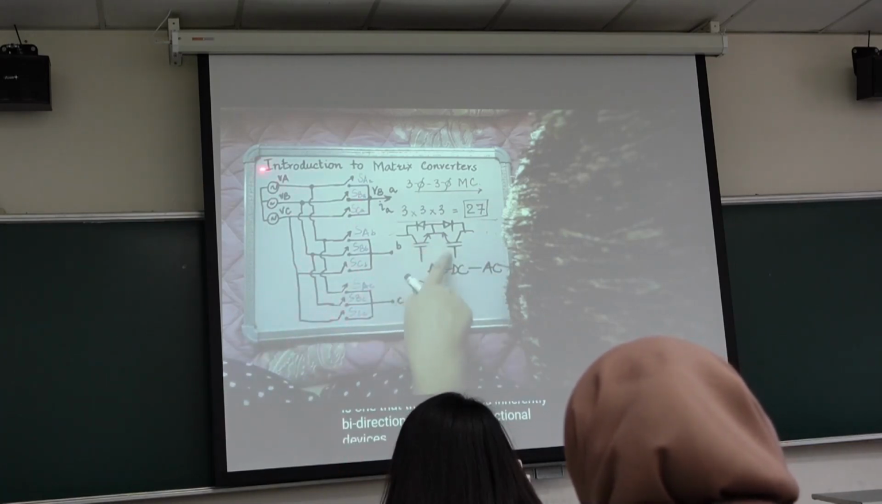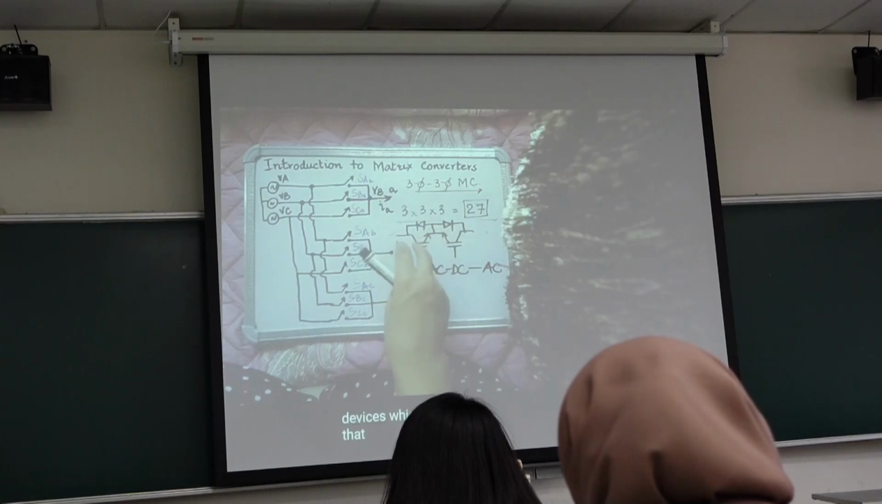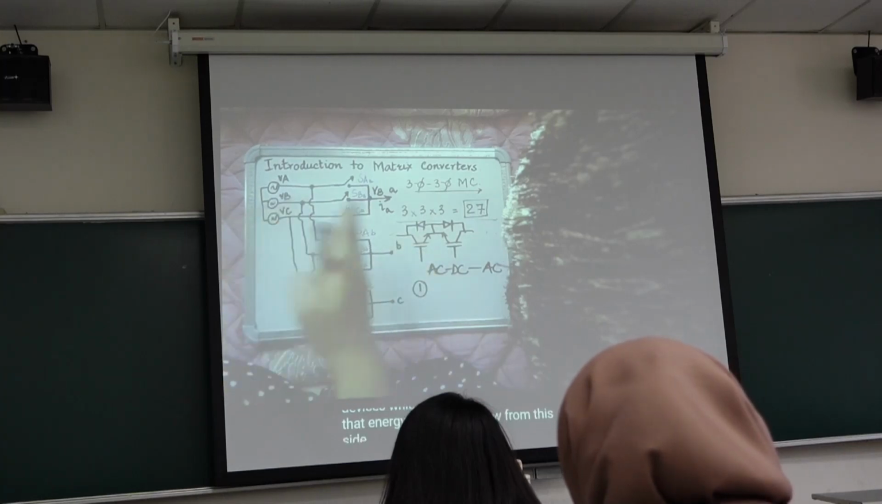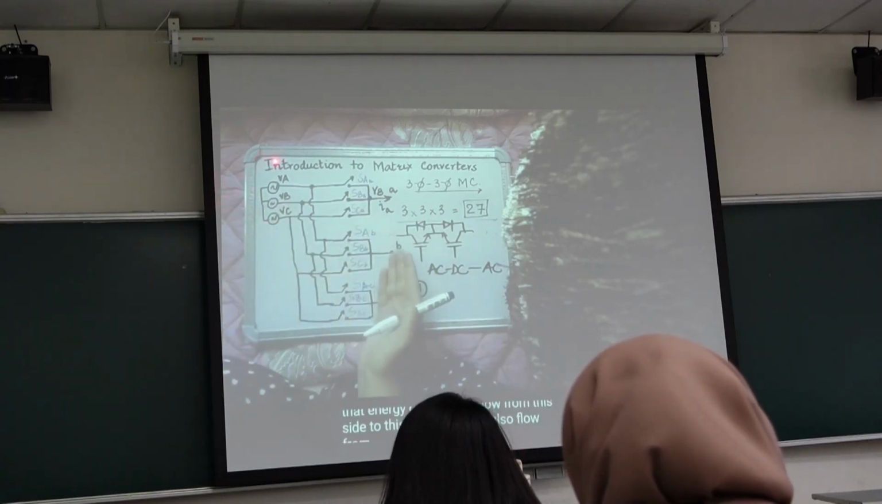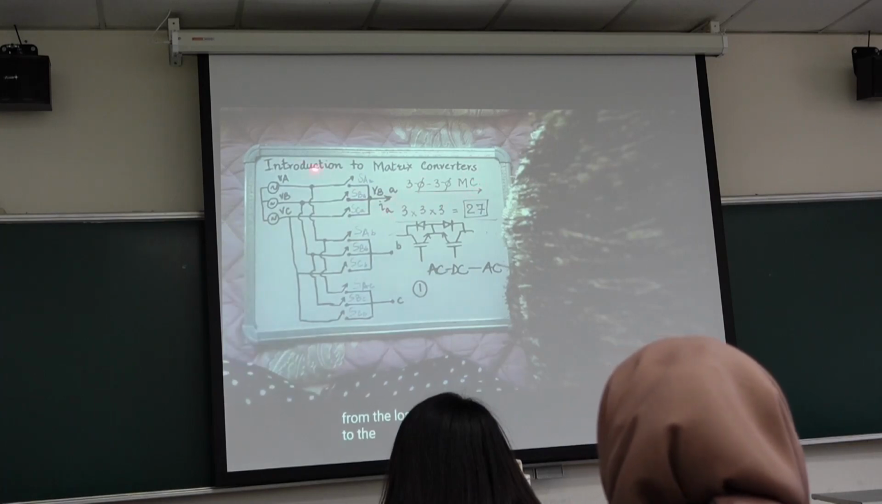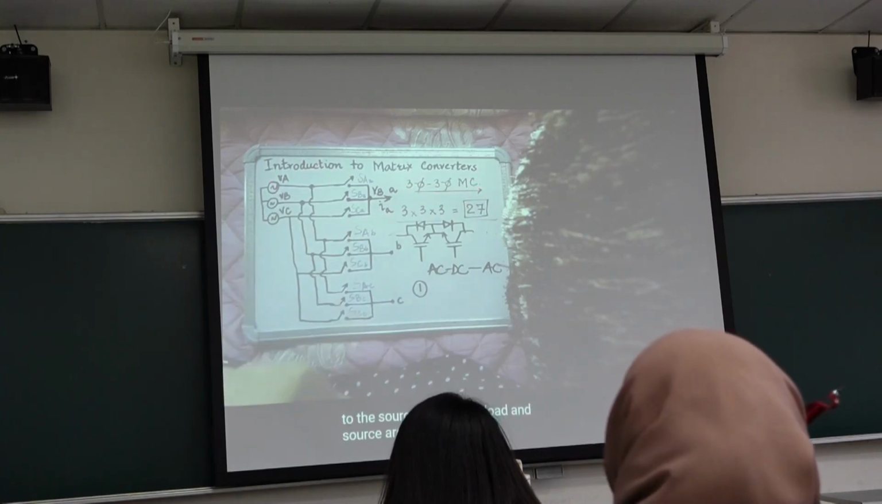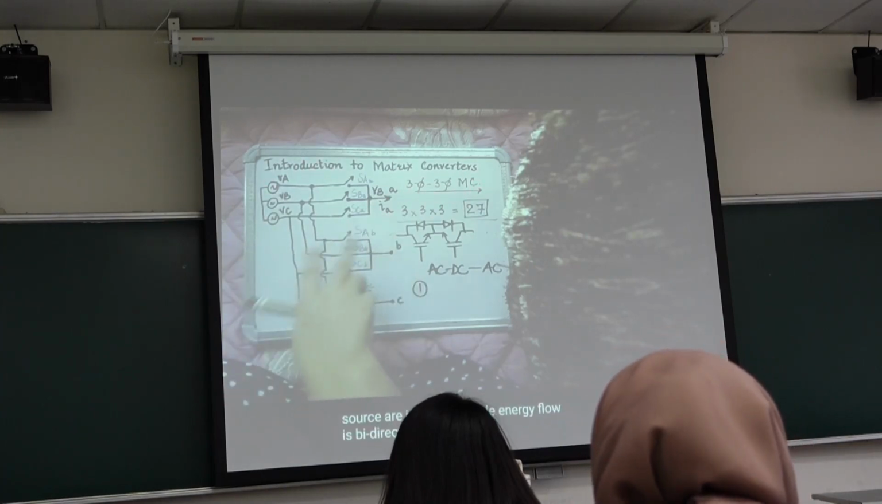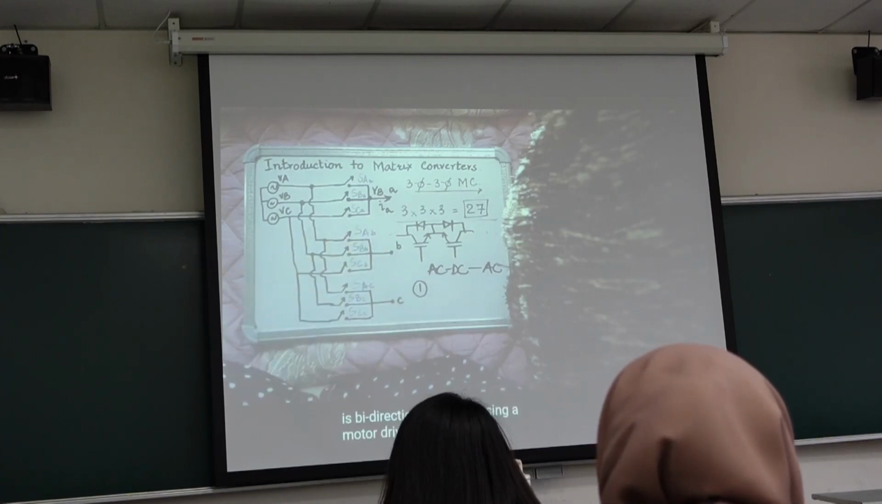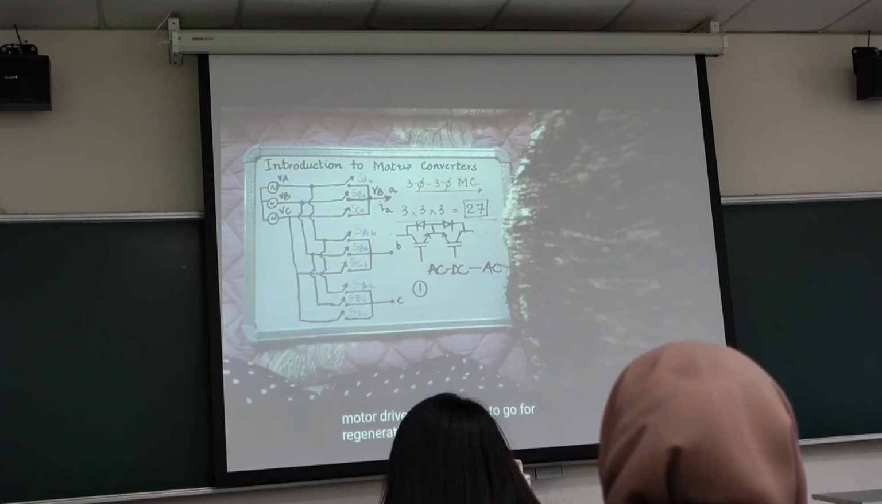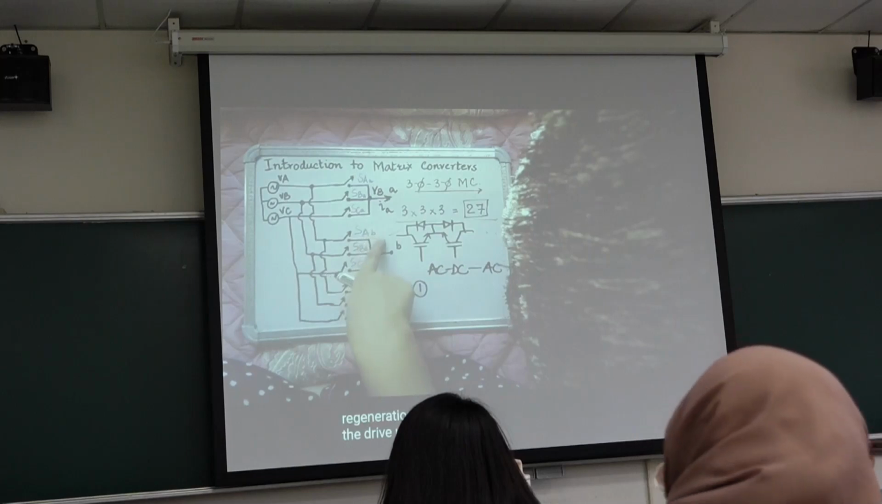This is bidirectional from here to here, which means energy can not only flow from this side to this side, but can also flow from output to input, or output to source. So the load and source are interchangeable. Power flow is bidirectional. If you're using a motor drive, it is very easy to go for regeneration.